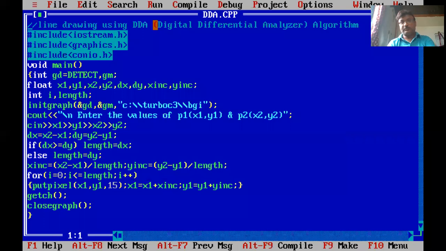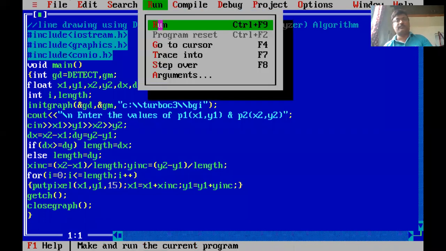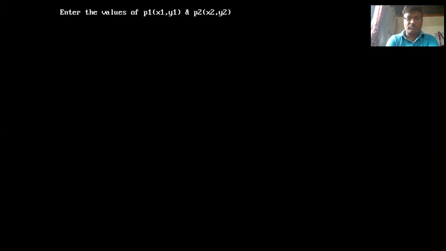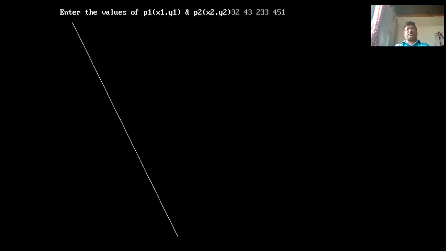Now this line is exactly a 45-degree angle. Suppose I need to draw a different line that is not exactly 45 degrees. So again you have to execute, and suppose I give 32, 43, comma 233, 451. This is the line. So that is not exactly 45 degrees. See, the line is going to come like this.